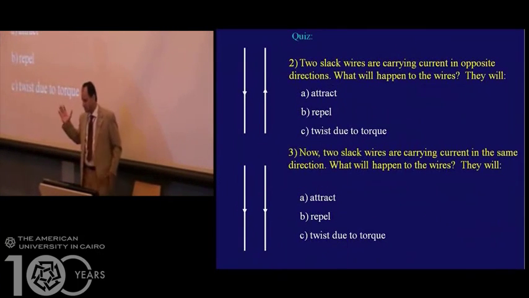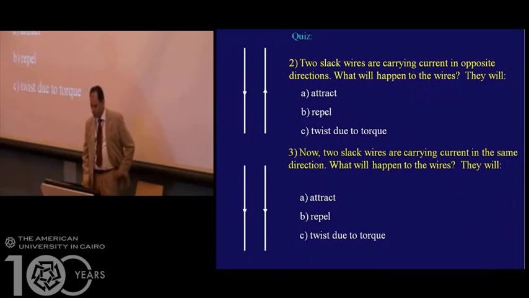Okay, this is a very simple quiz. Two wires have currents in the opposite direction. What will happen to the wires? They will repel. Two wires having the same current in the same direction will attract. So let's not waste time.